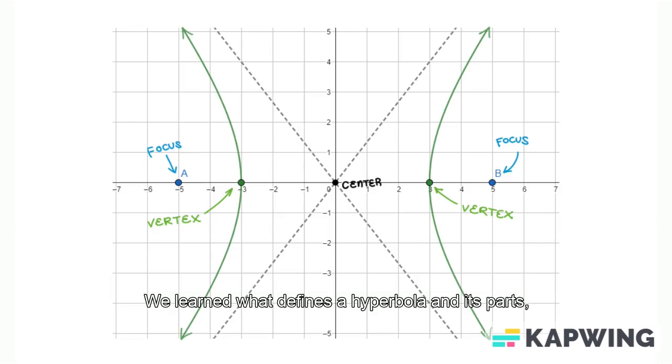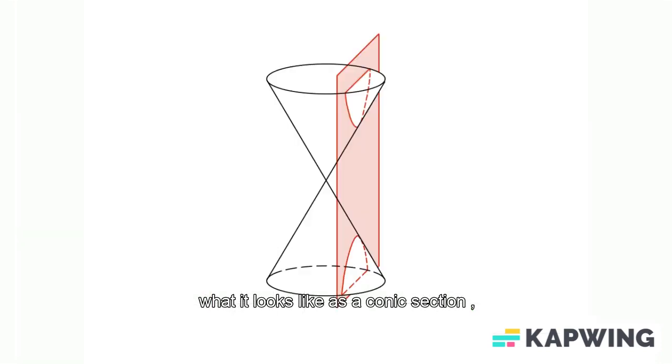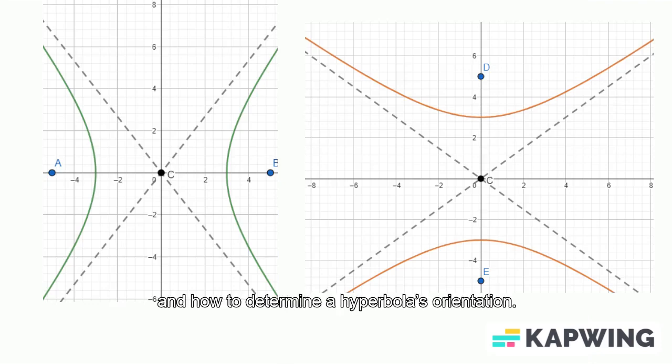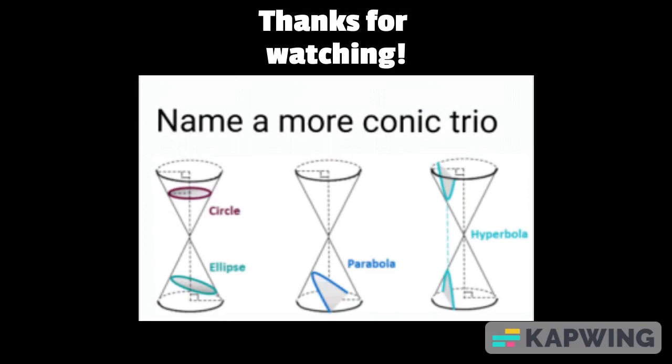Here's the summary of what was discussed in this video. We learned what defines a hyperbola and its parts, what it looks like as a conic section, and how to determine a hyperbola's orientation. I hope this video served you well, and thank you for tuning in.